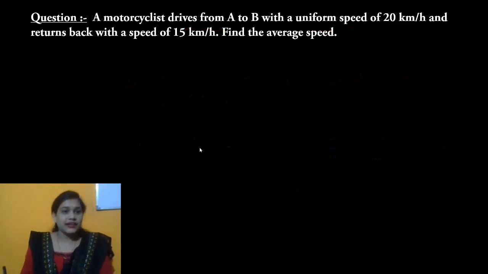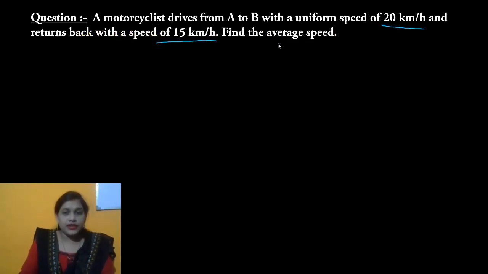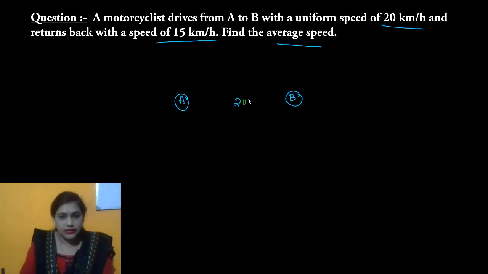So next question. A motorcyclist drives from A to B with a uniform speed of 20 km per hour and returns back with a speed of 15 km per hour. Find the average speed. Suppose this is point A and this is point B. What is given in this question? A motorcyclist or a simple driver starts from A to B and covers it at a uniform speed of 20 km per hour.